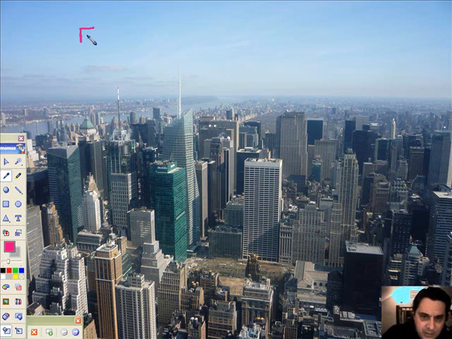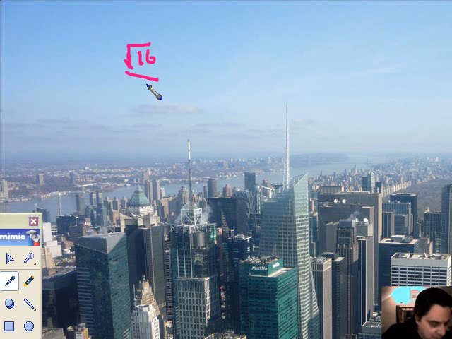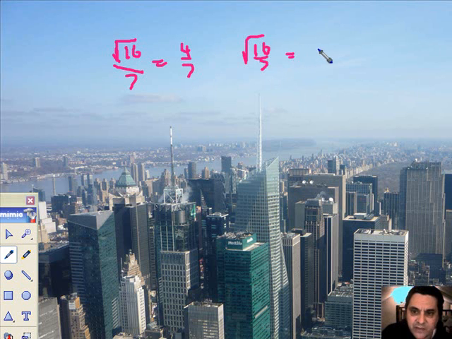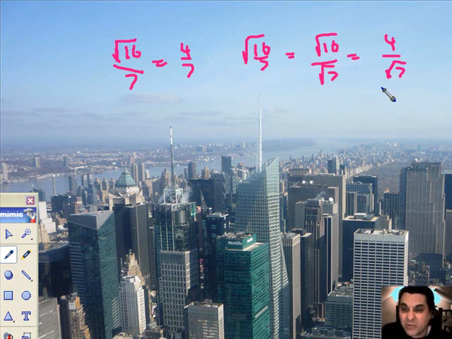I've got root 16 over 7. Well, that's not irrational, because root 16 is 4, over 7, so that's rational. Next one is the root of 16 over 7, the whole thing. Root 16 over 7 actually means root 16 divided by root 7, and that becomes 4 over root 7, and that's irrational because of the root 7, you see.